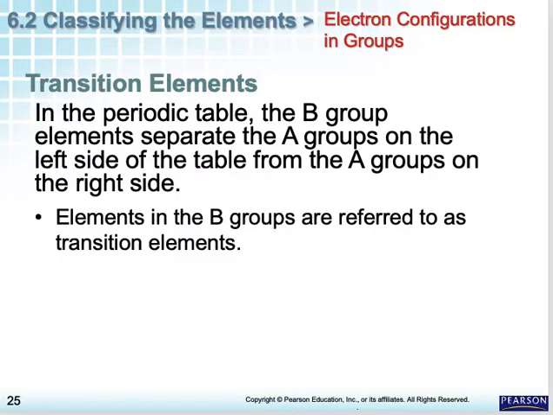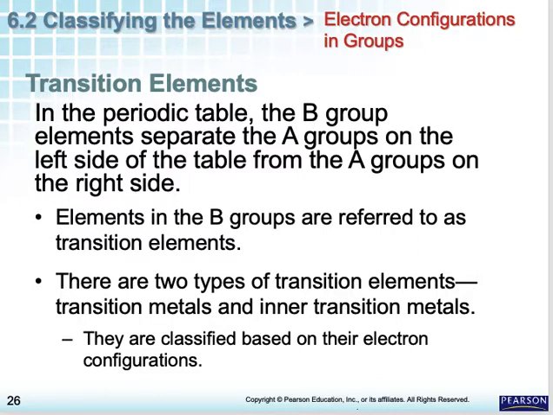On the periodic table, the B groups separate the A groups on the left side from the A groups on the right side, and the B groups are called the transition metals, and we are filling the D block when we are talking about the B groups. There are 2 types of transition elements, transition metals and the inner transition metals, which would be the F block, and that's because we're filling F electrons in the inner transition metals.